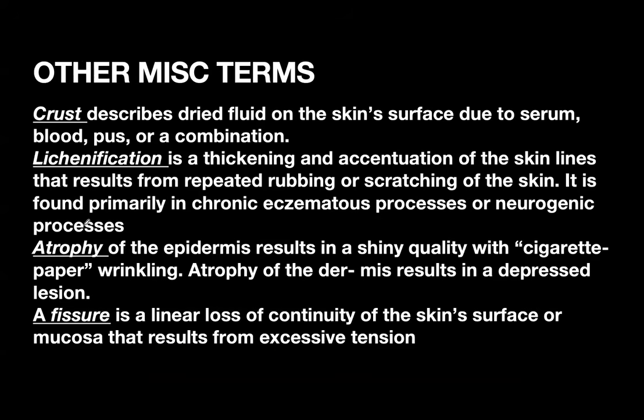Some other miscellaneous terms you need to know are a crust. How do you describe a crust? A crust is dried fluid on the skin surface due to serum, blood, pus, or a combination of these. Then there is something called lichenification. We see lichen planus; there is a separate video on lichen planus in Bedside Diaries. Lichenification is a thickening and accentuation of the skin lines that results from repeated rubbing or scratching of the skin. It's found in chronic eczematous or neurogenic processes. Then atrophy.